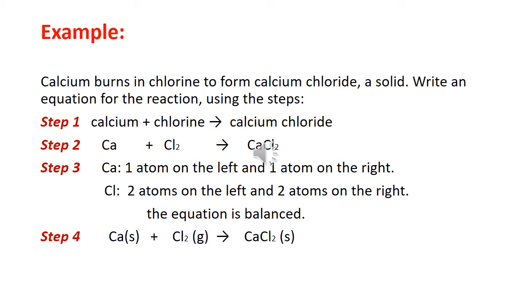So step number 4, at last, how the equation is to be written. Ca, calcium, and the state symbol, that is, in which state is calcium? Solid state, so S is written in brackets, plus Cl2, chlorine, which is in the gaseous state. So G is written in brackets, gives calcium chloride, which is in a solid state. That is why S is written in brackets. This is how an equation can be written from any given reaction.